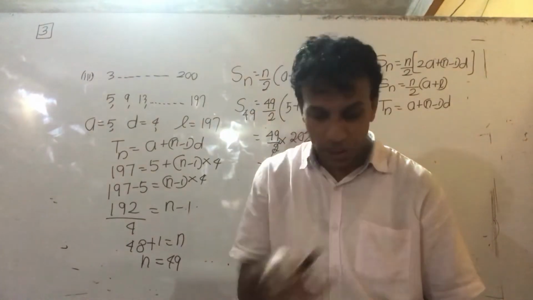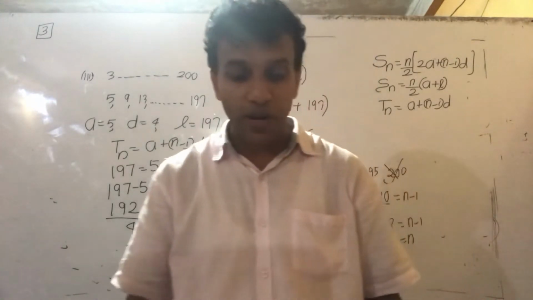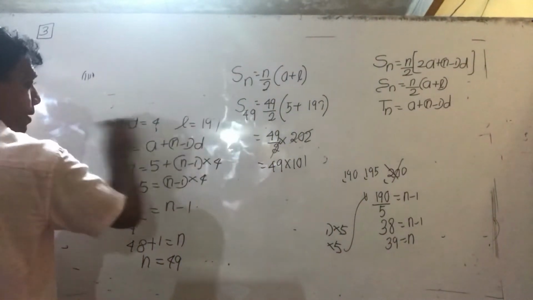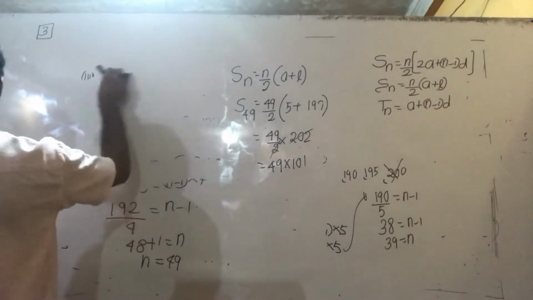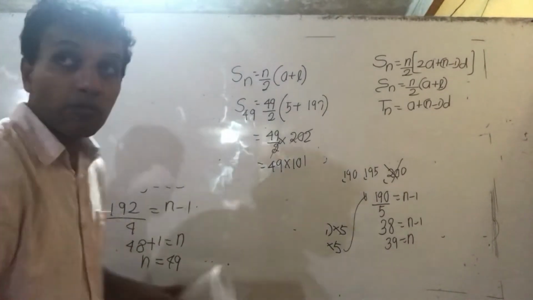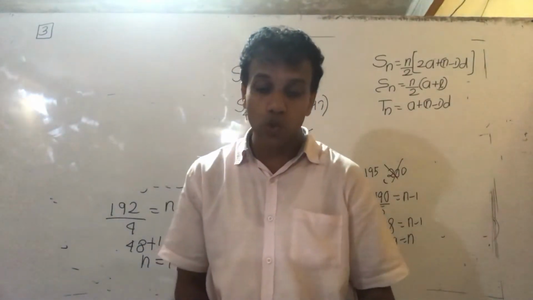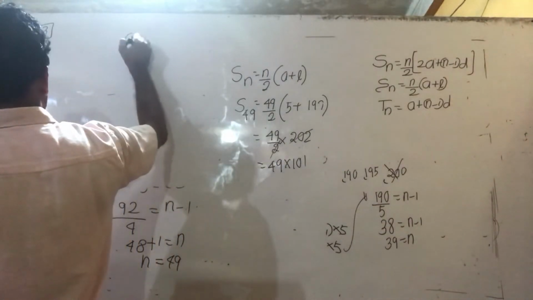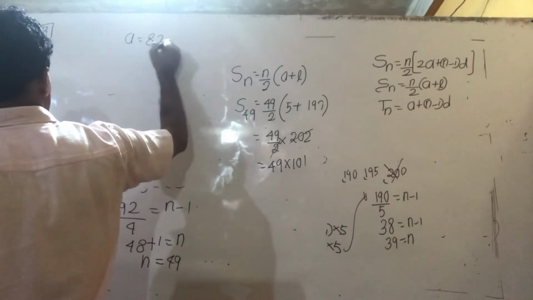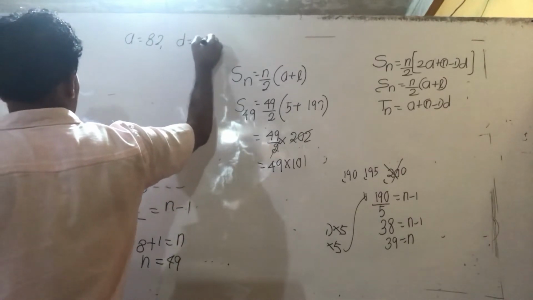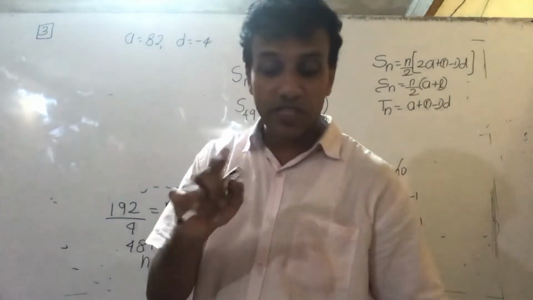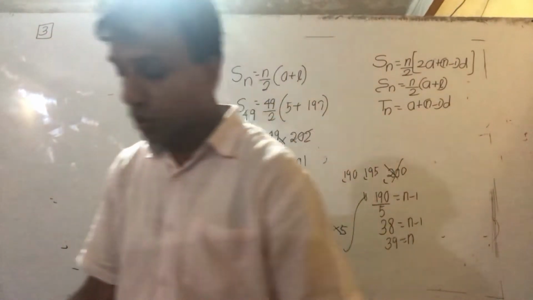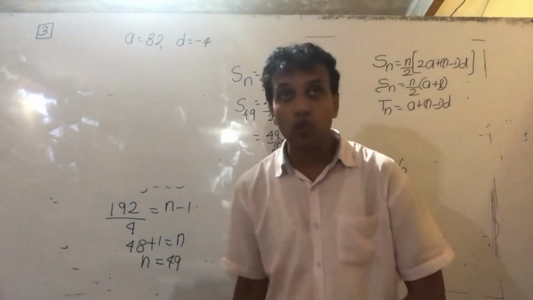The first term of an AP, short form of arithmetic progression, is 82. Common difference is -4. Right, the first part: find the 12th term of this progression.